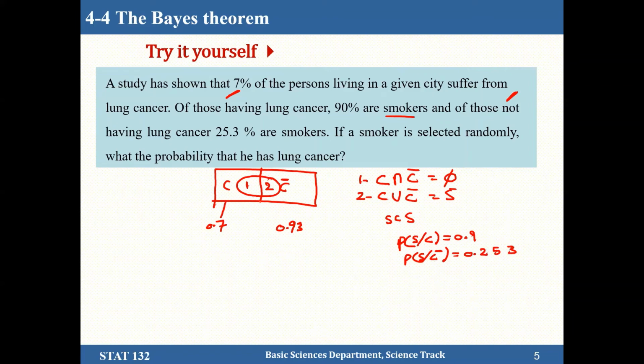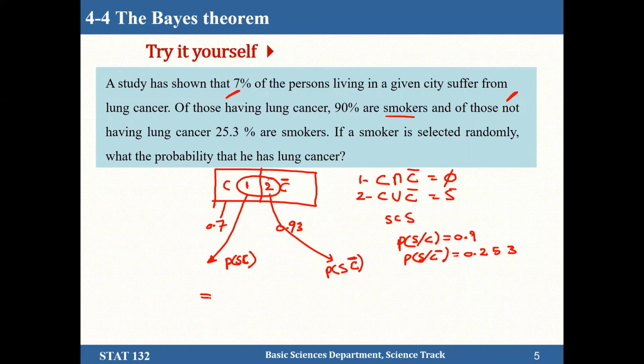Okay, now we need to find 1 and 2. What is 1? 1 is P of smoke and cancer. 2 is smoke intersection with not have cancer.